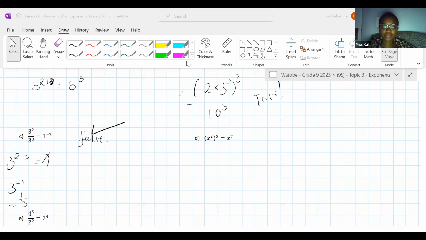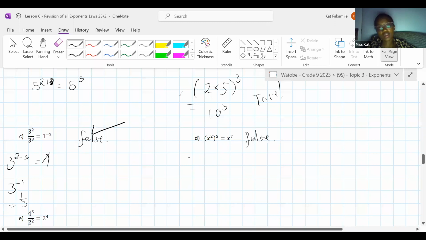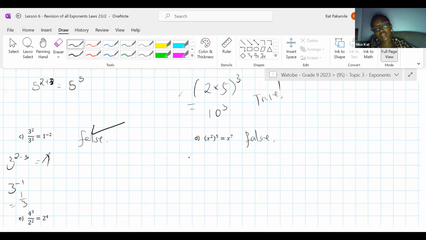Bokang? Hi, ma'am. Ma'am, D is false because when you raise a power to a power, you're supposed to multiply the exponents. So your answer will be x to the power 10. Beautifully done, and you are correct. Give me a last fire round, guys, and tell me if E is true or false.